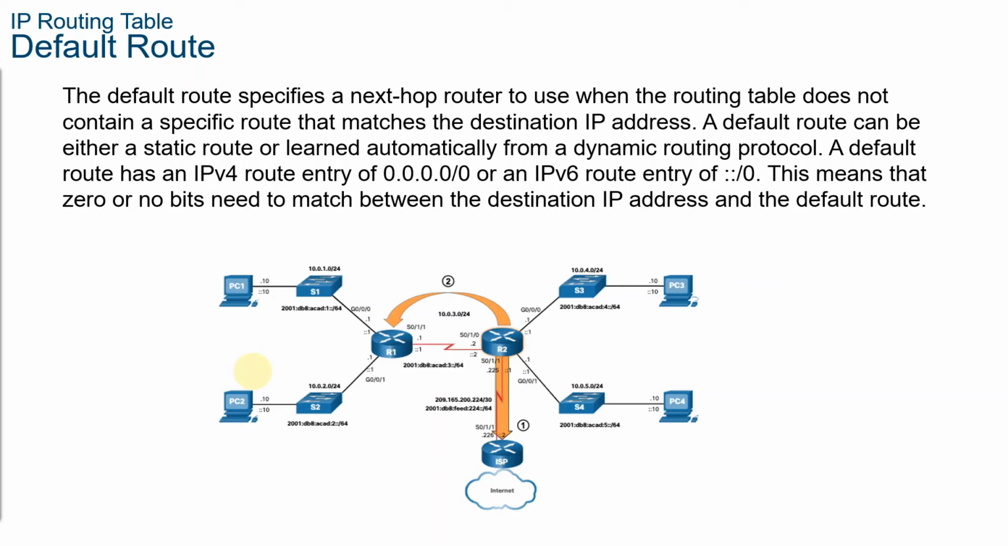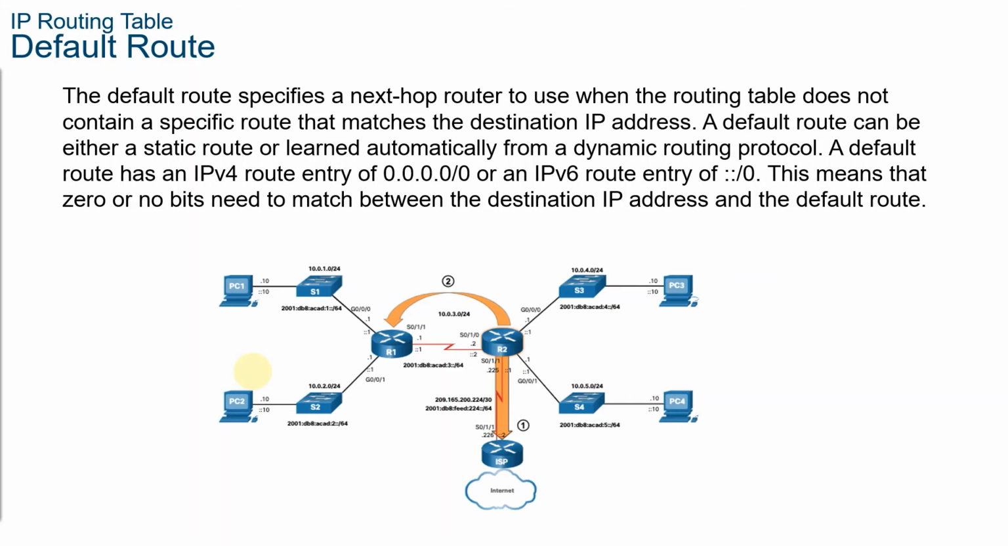So a default route has an IPv4 route entry of 0.0.0.0/0 or an IPv6 route entry of ::/0. So this means that 0 or no bits need to match between the destination IP address and the default route.